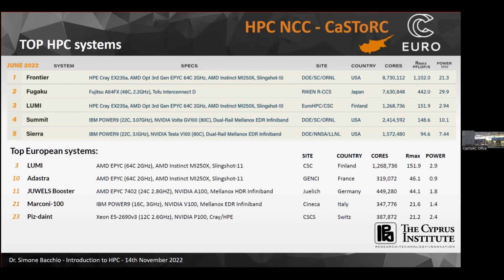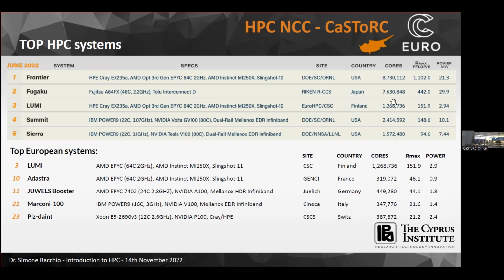These are the number of cores, and here is the power supply. It's a topic that I didn't mention yet, but these systems that are so big consume a lot of electricity. And for instance, the first one consumes about 21 megawatts of electricity. So this is about the electricity of a small town. So they are really powerful, but also very demanding.